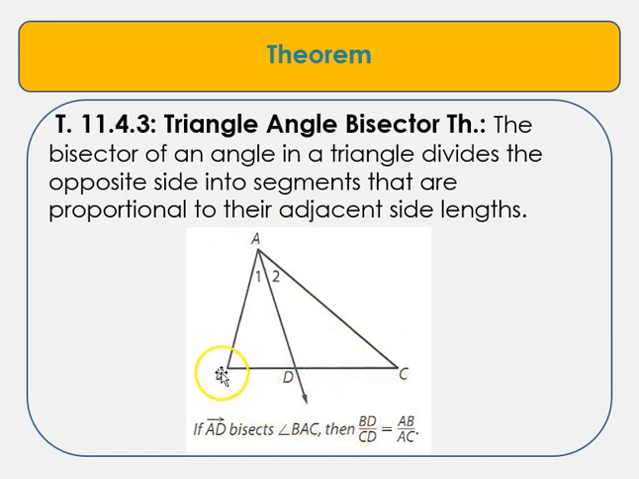So the proportion would actually be BD to CD. So the two parts of the base of the triangle in proportion to each other, and then the sides, AB and AC. So the sides will line up in the same order that the pieces of the base lined up. You'll have BD on the top and AB on the top of your proportion. You will not have BD and AC. So be sure you line up that proportion correctly.